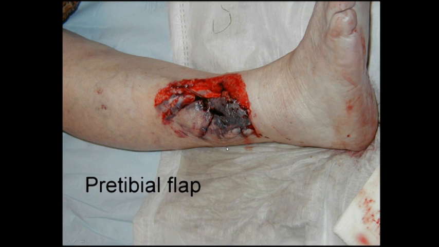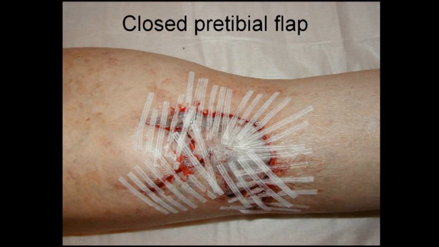This is quite a common sort of wound, pretibial flap, where the skin is peeled off in a flap, often in front of the tibia because of the bone underneath. And with a bit of patience you can close it up quite nicely. The hope is that this will be viable, and there's a good chance that most of this flap will be viable and the patient can have primary healing in this case.